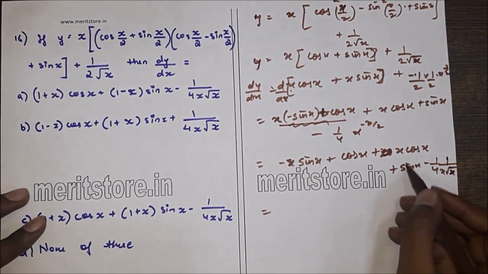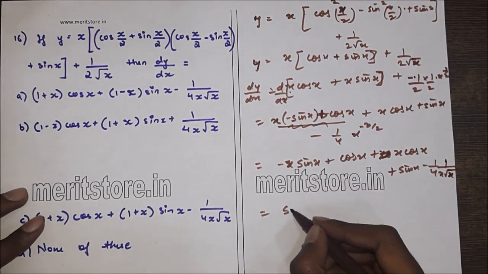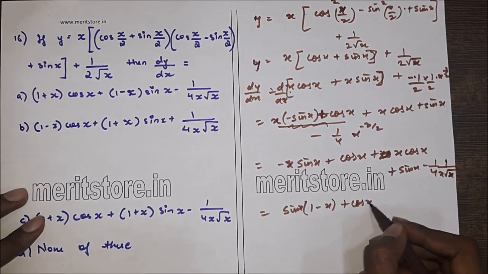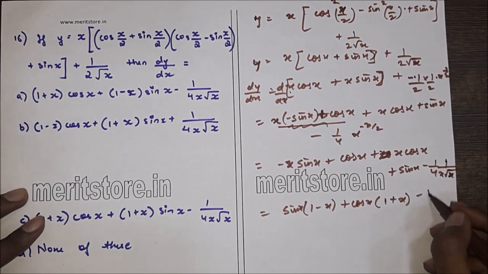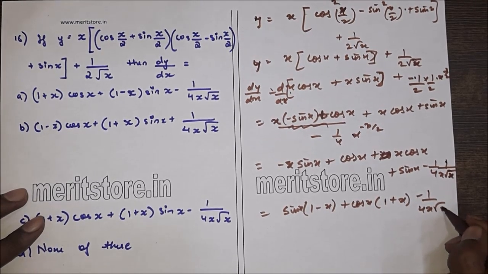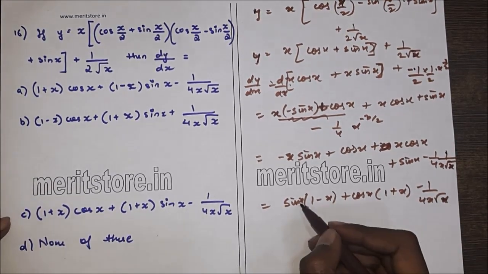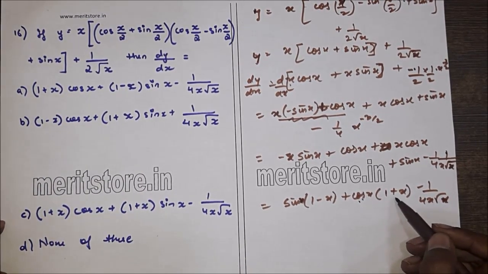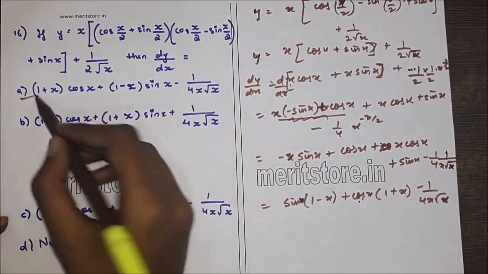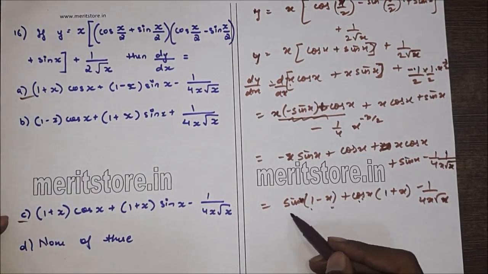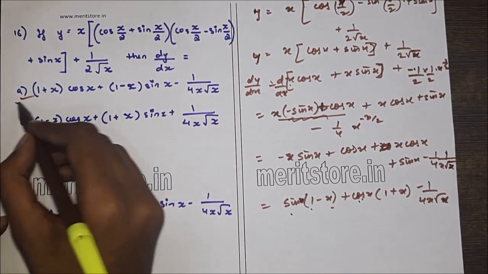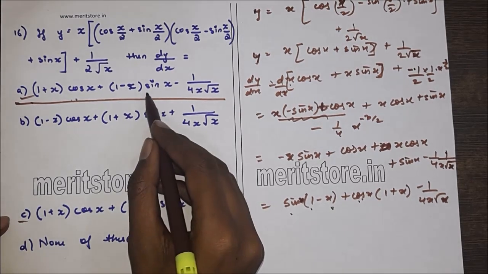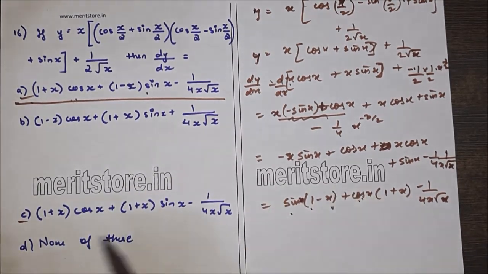Now we take sin x and cos x common. We get sin x times (1 minus x) plus cos x times (1 plus x) minus 1 by 4x root x. So we find the answer within the options. We have cos x into (1 plus x), which can be either A or C, and (1 minus x) into sin x. So the answer is option A: (1 plus x) cos x plus (1 minus x) sin x minus 1 by 4x root x.